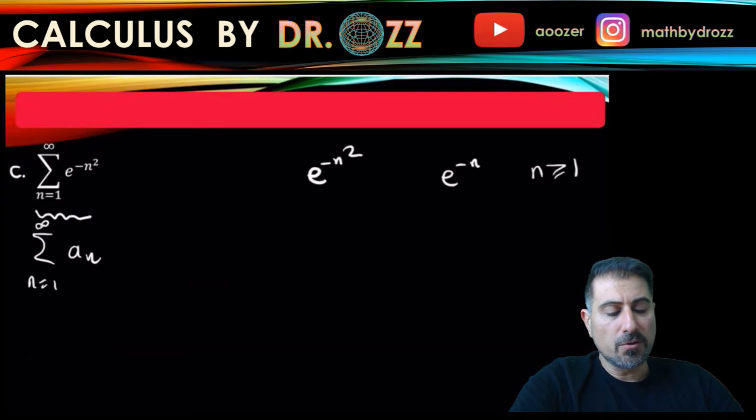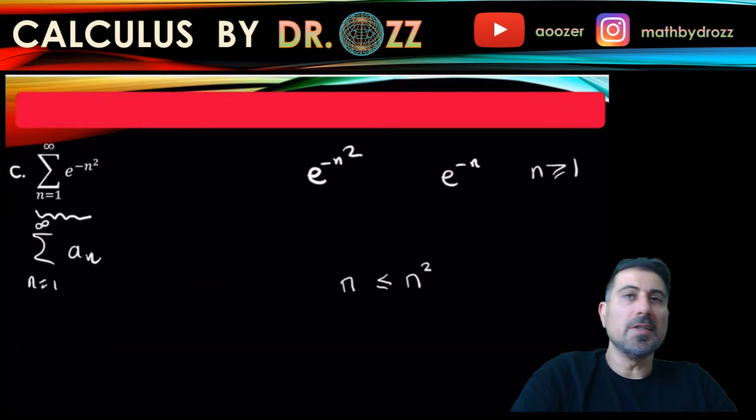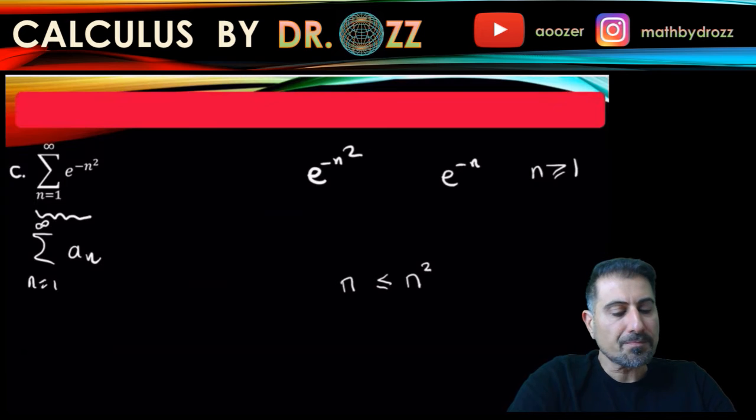First of all, n is always less than or equal to n squared if n is greater than or equal to 1. For example, 2 is always less than or equal to 2 squared, which is 4. 3 is always less than or equal to 3 squared, which is 9, right? So on and so forth.